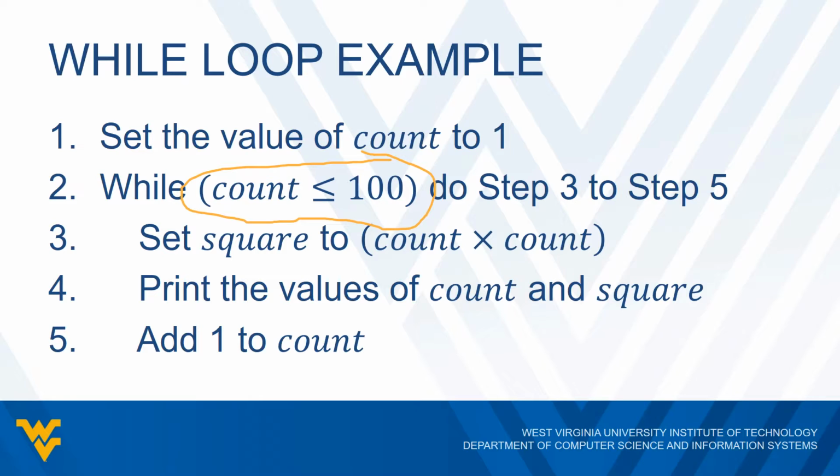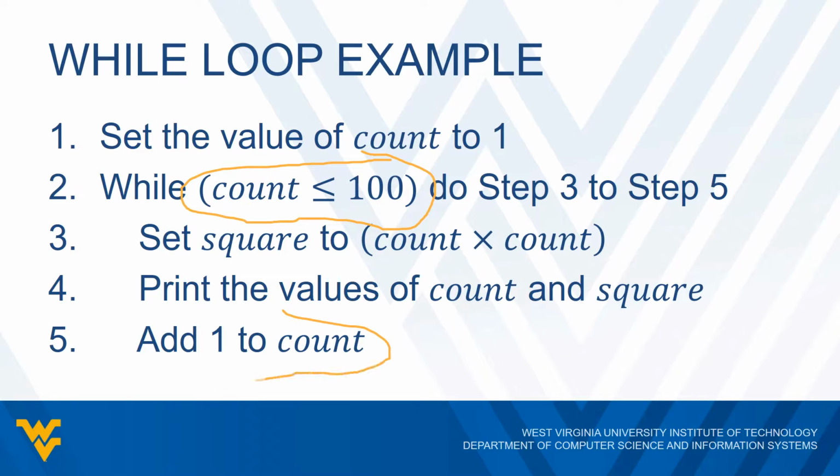So let's see what's going on inside this loop. We're going to have another variable called square in step 3 and set it to count times count. So we're basically getting the square of count is what we're doing here. Step 4 is that we're going to print the values of count and square. And then step 5, we're adding 1 to count.